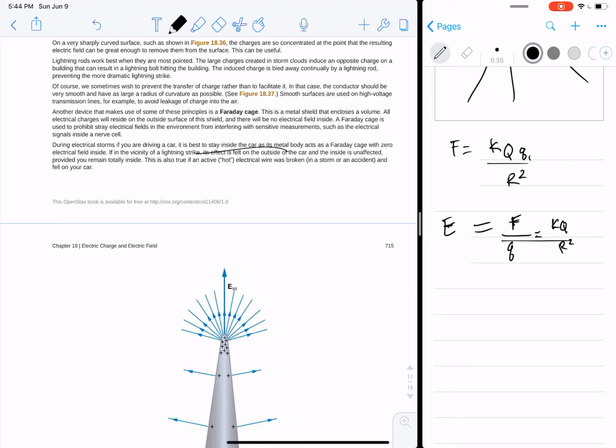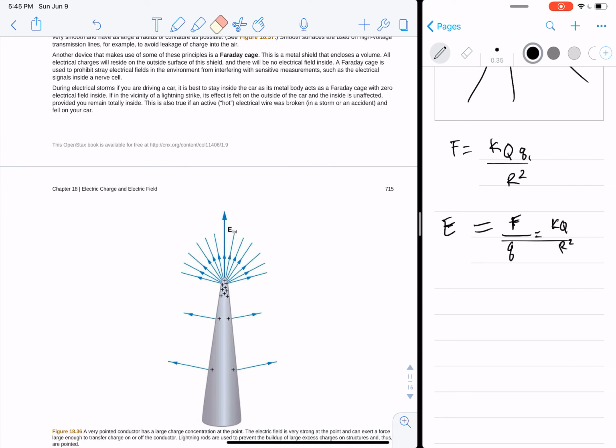Same thing if you're in a car that gets struck by lightning, or a plane gets struck by lightning. Generally, you'll be safe. Most of the time, there's not a problem with that. You might blow out your tires or something.